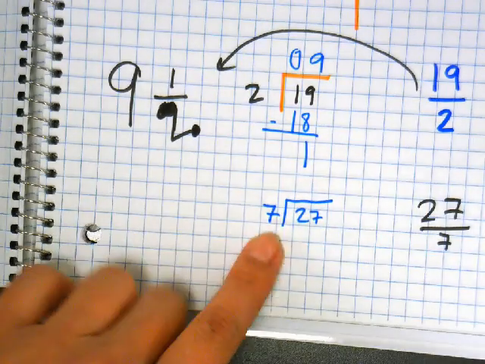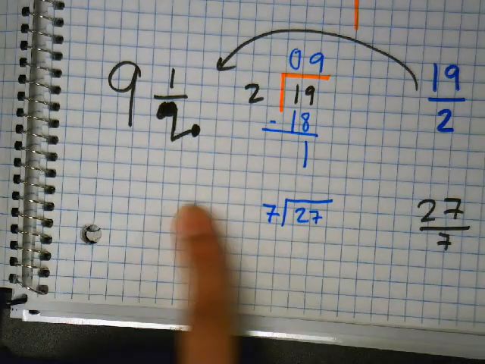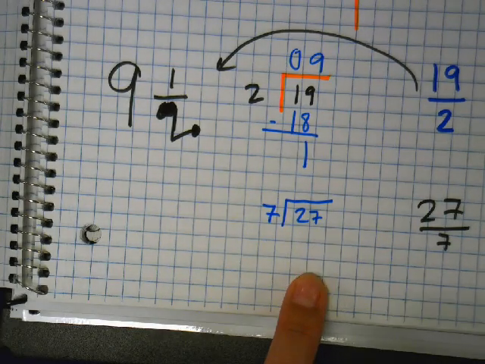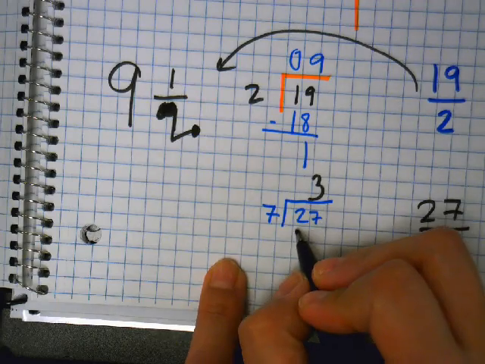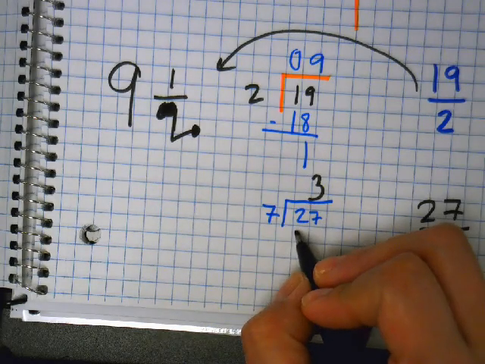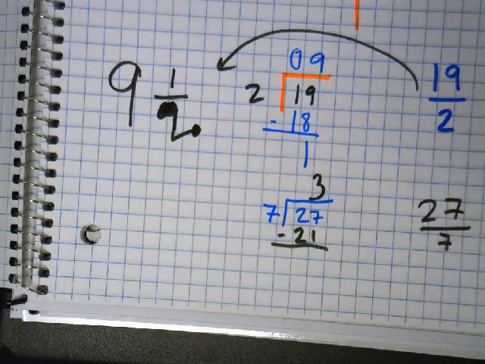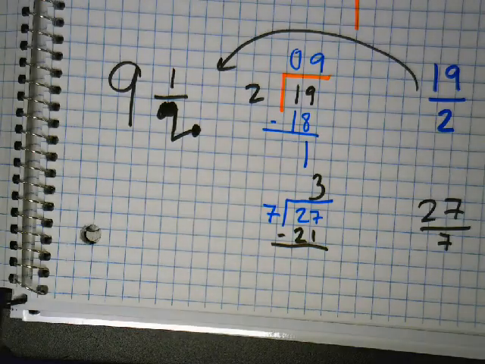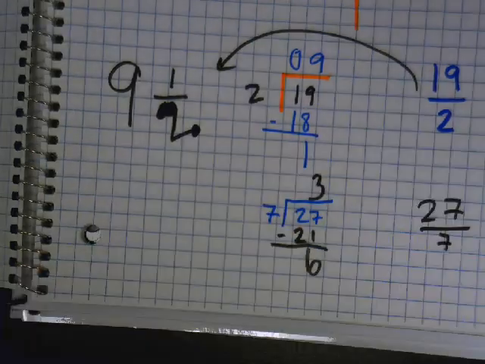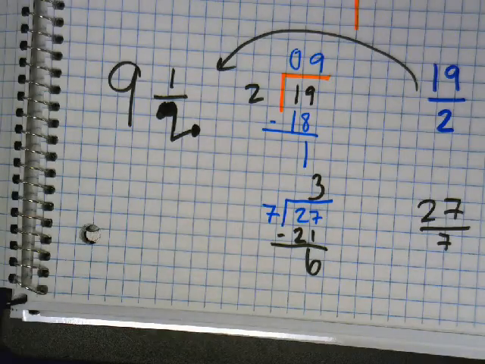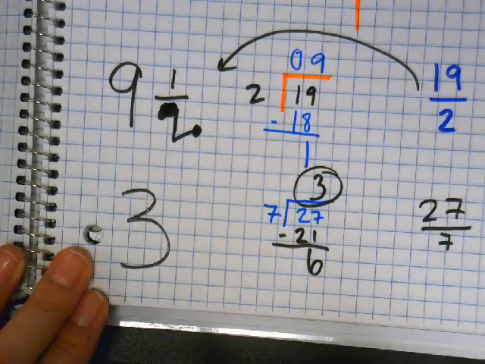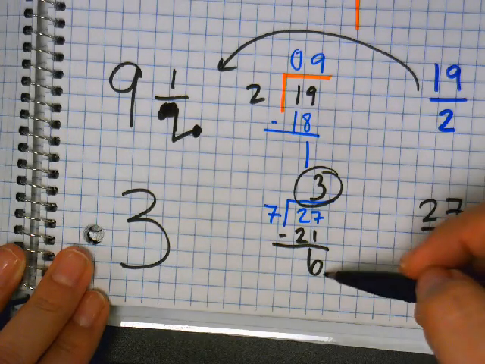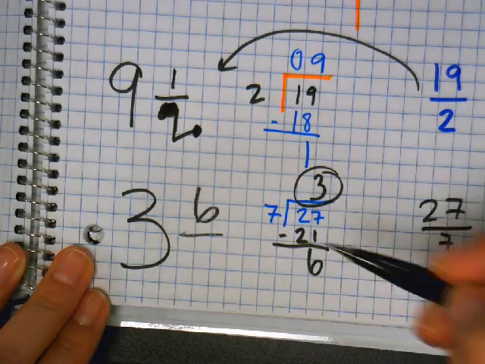How many times does 7 go into 27? 3. 3 times 7 is 21. Subtract. 6 is my remainder. Okay, so what's my big whole number? 3. Whatever you get on top, that's your big whole number. Your remainder? 6 over 7.